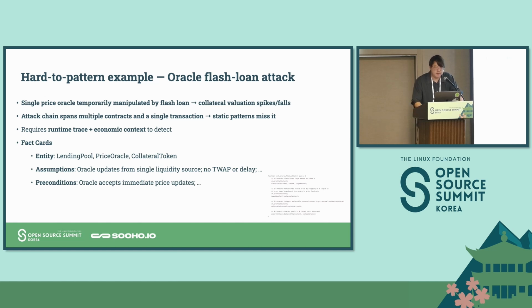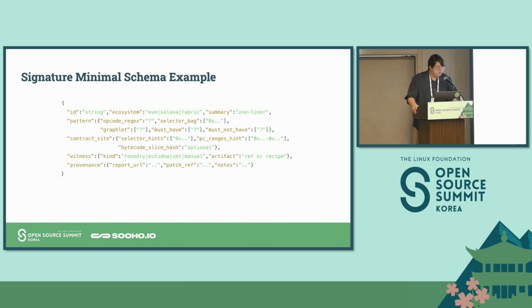And this slide shows a very simple example of the JSON schema we use for our signatures. The first few fields are straightforward. There's an ID, then which chain ecosystem you use, and a short summary describing what the signature detects. The pattern field is flexible. It can include some opcode regular expression, a list of function selectors, or even a small graph fragment.